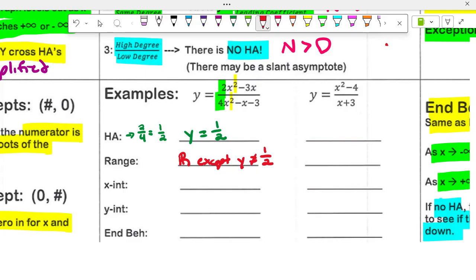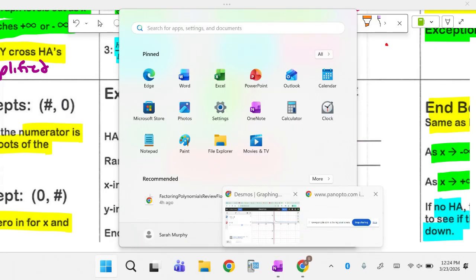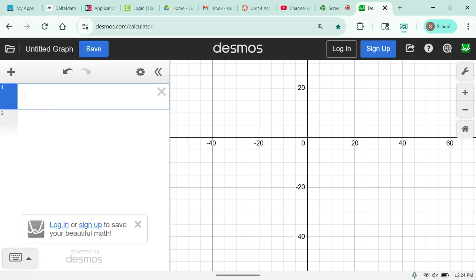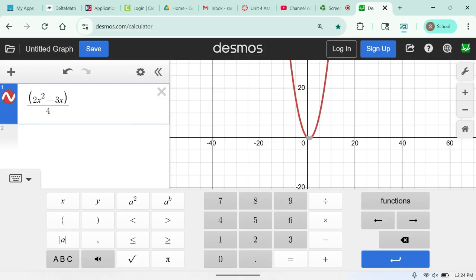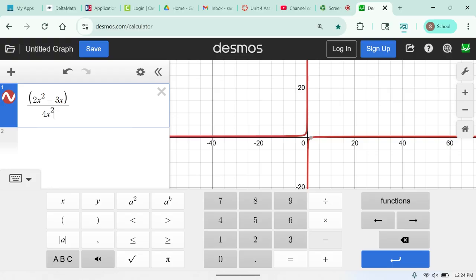Now, x and y intercept, I know you guys can go into Desmos and find it, but anyway, let's do it together. So, I have, don't forget to put parentheses, 2x squared. Is it plus 3x or minus 3x? Minus 3x, all divided by 4x squared. What was it, minus x? Minus x plus what? Minus 3.